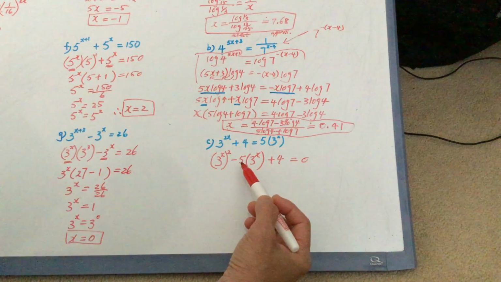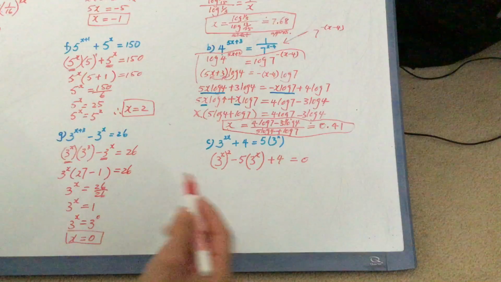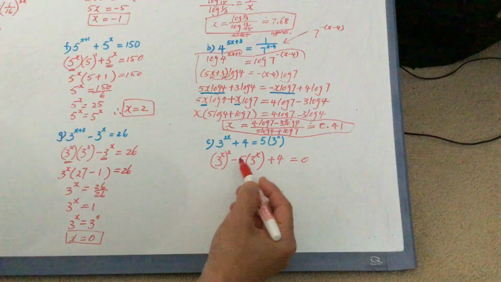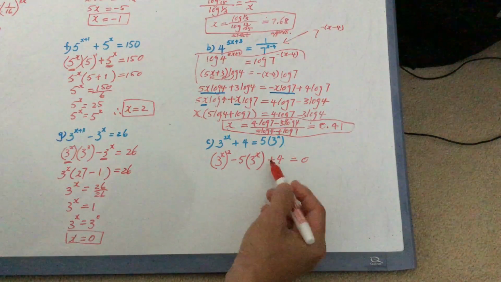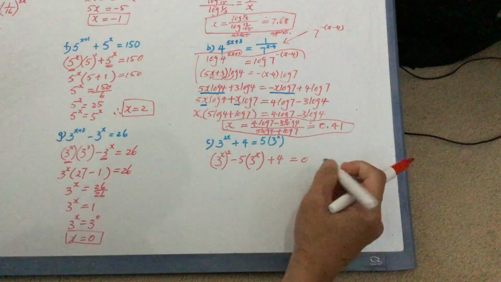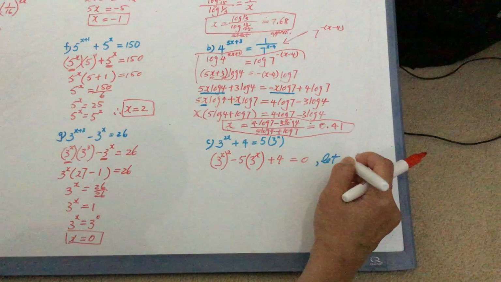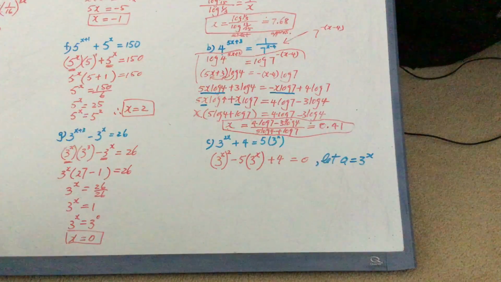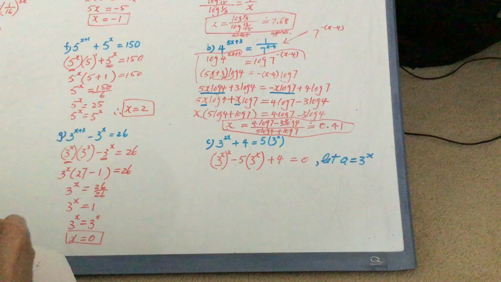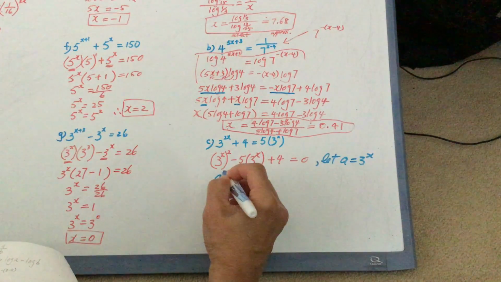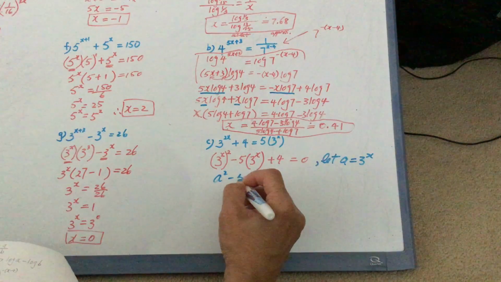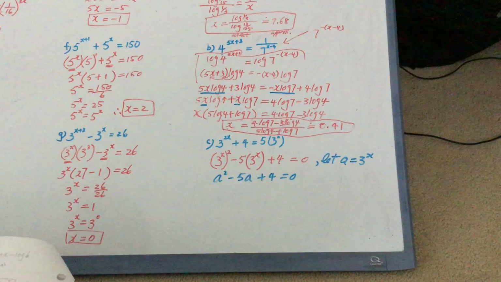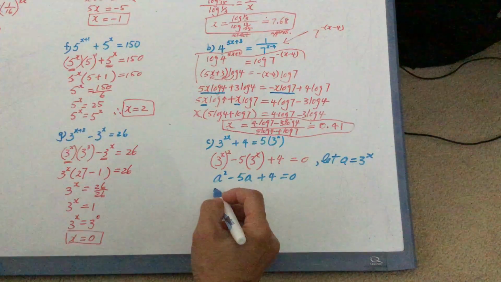I want you to see, when I break this down, I have 3 to the x to the power of 2 minus 5 times another 3 to the x, plus 4. This is the kind of question where I will let a be equal to 3 to the x. Then I can rewrite this as a to the power of 2 minus 5 times a plus 4 equal to 0. So now it looks like I'm going to get a simple trinomial.